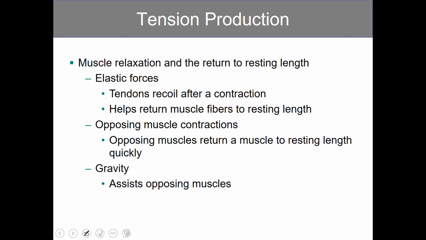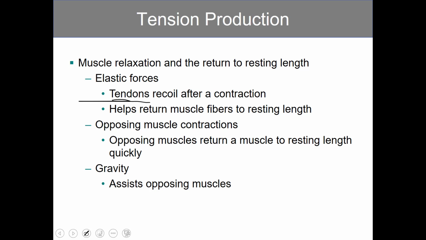Once a muscle is contracted, it then relaxes. And in order to return to the resting length, there are three forces that assist. One is the elastic forces. We know that at the ends of muscles we have tendons, and tendons are made up of connective tissues and fibers that are elastic in nature. So when a muscle is contracted, in order to return it to the resting length, those elastic forces, just like pulling a rubber band, as soon as the tension is released, the rubber band snaps back to rest. And that's exactly what's happening in our muscles.